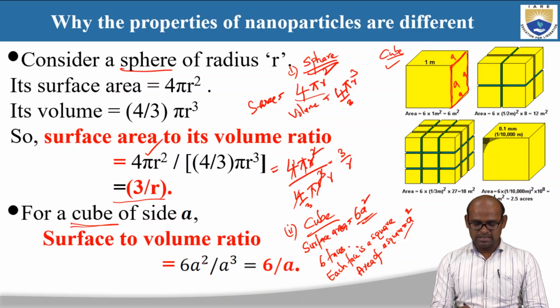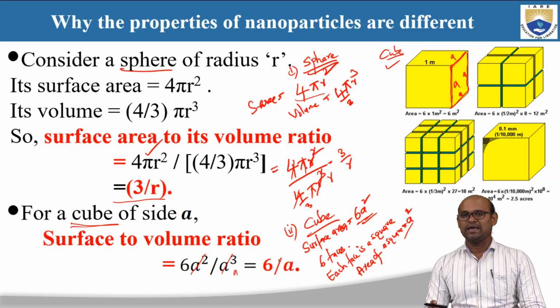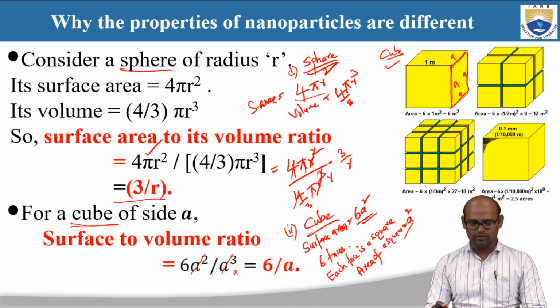So now 6a square is the surface area and volume is a cube. So 6a square by a cube. A square will go away, so you are just left with a here. So 6 by a is the surface to volume ratio for a cube.